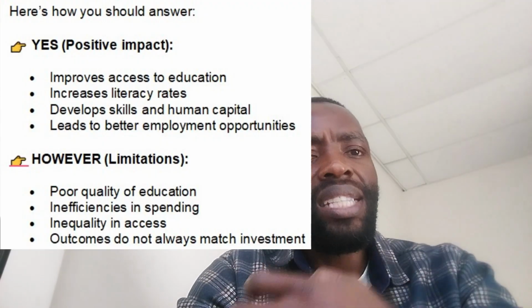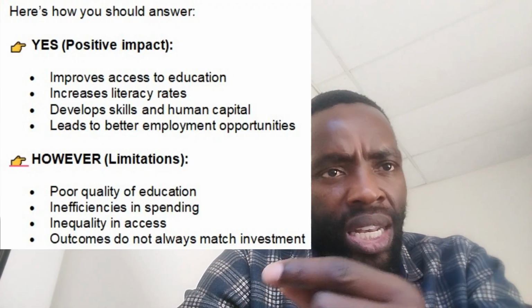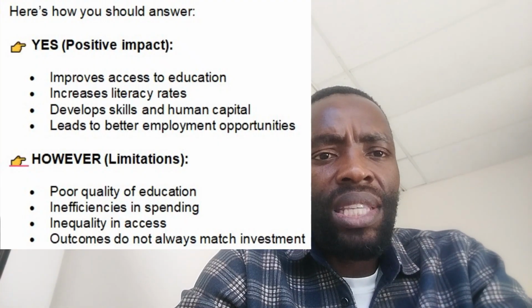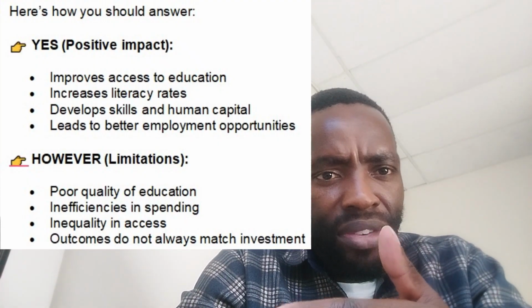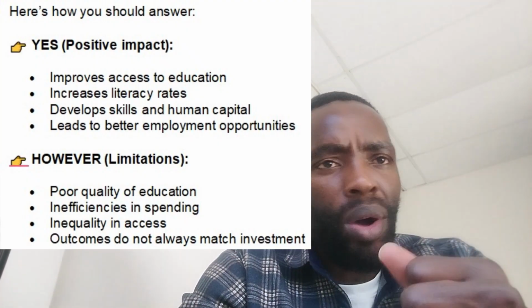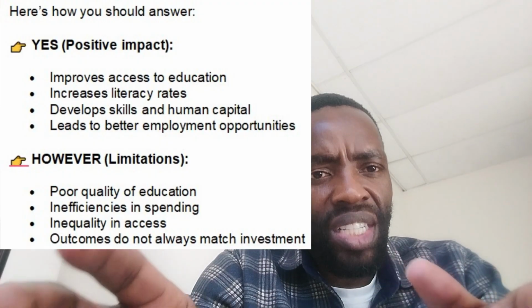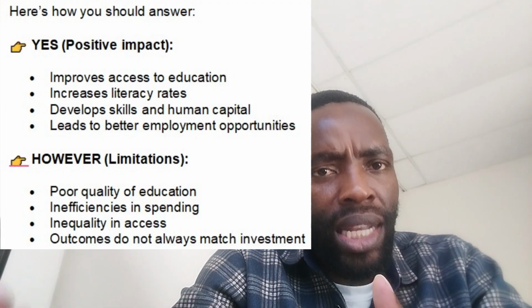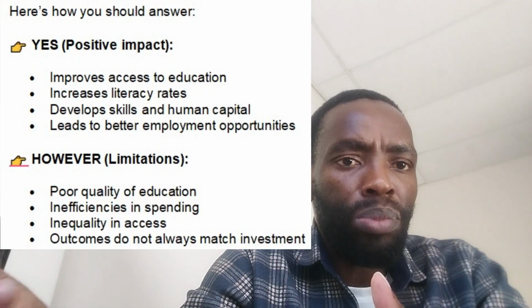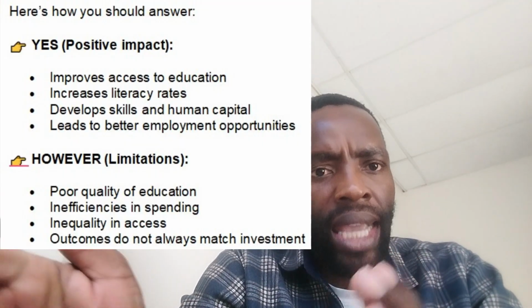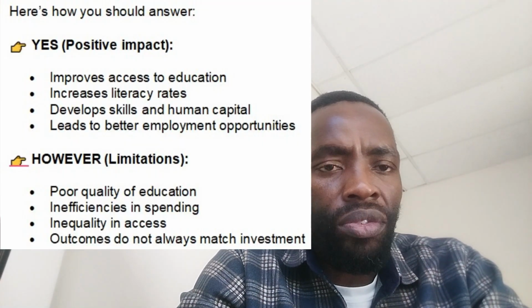And then its limitations now. You said you use the word like however. So you now say, however, it has suffered the following limitations, like poor quality of education, the education system on its own, though there's been an improvement, but there's still a lot more that needs to be done to align the curricula to the demands of the industry.